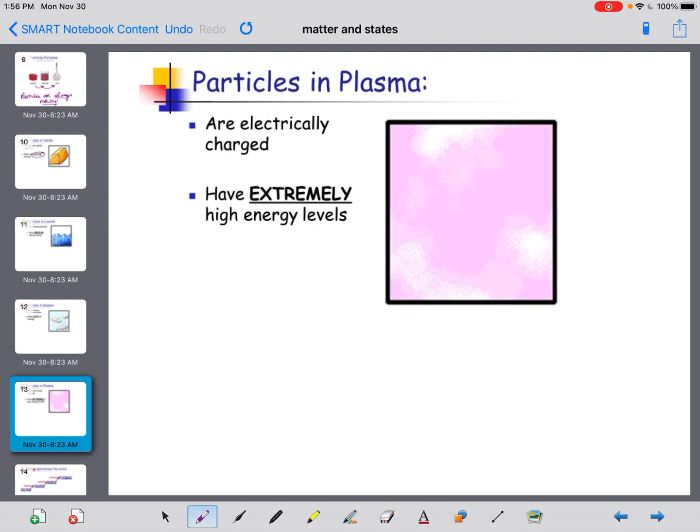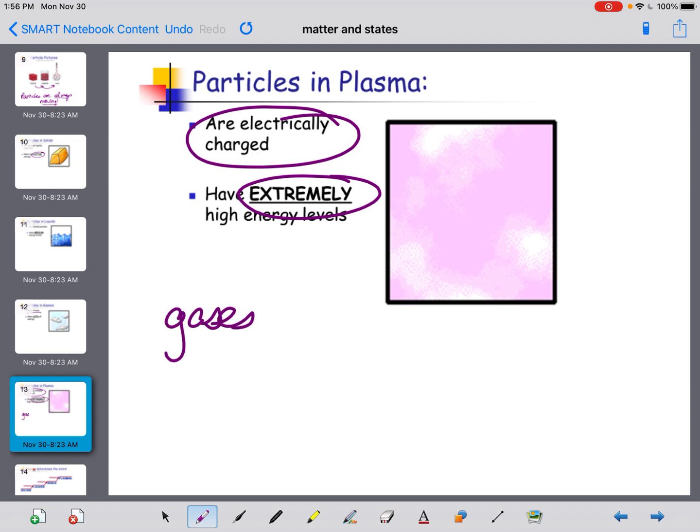Now, particles in a plasma have extra energy that is added. So of course they have lots of energy. You have to imagine they have the same amount of energy as gases plus the additional energy that was added to them. So they have quite a bit of energy, actually to the point where they're relatively unstable, right? As soon as that extra energy is removed, they go back to behaving like a gas would.